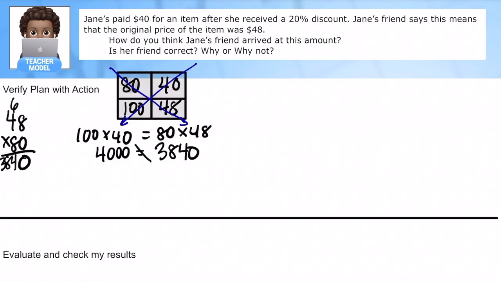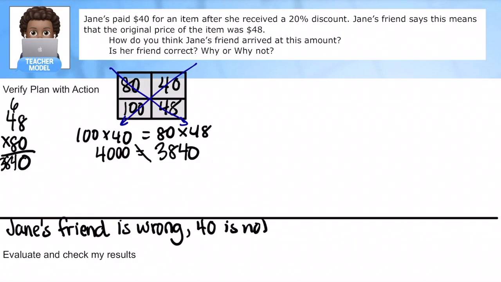So these 2 ratios are not proportional to each other. This means her friend is wrong. So let's write that down. Jane's friend is wrong. 40 is not 80% of 48. So how do we think our friend actually got there?